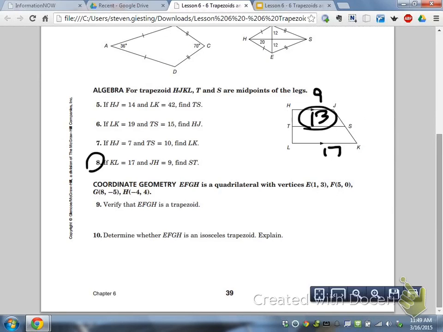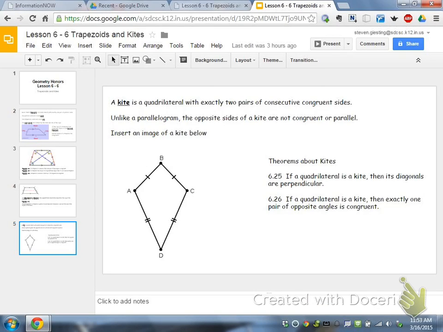Excuse me. Alright. How you guys feeling about trapezoids? Good. Alright, let's talk kites.